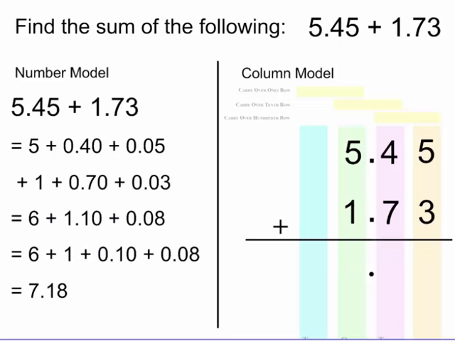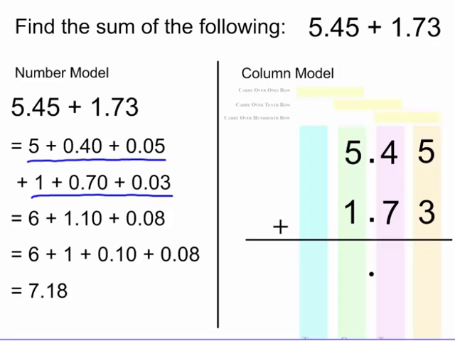So let's try something that maybe is a little more complicated. 5.45 plus 1.73, so this would be 5 and 45 hundredths plus 1 and 73 hundredths. I have broken down the 5.45 into groups of 5, 40 hundredths, and 5 hundredths, or you could think of this as 4 tenths in the middle. I've done the same thing with the 1.73.